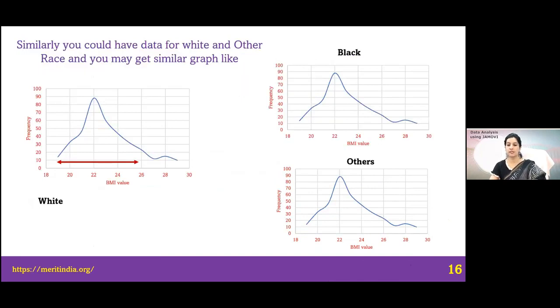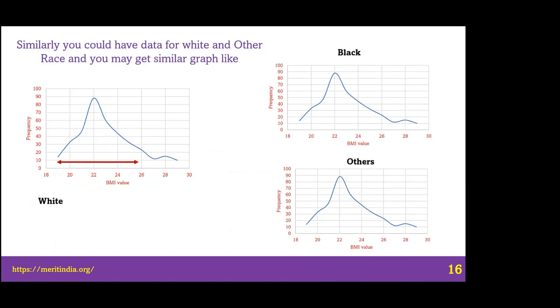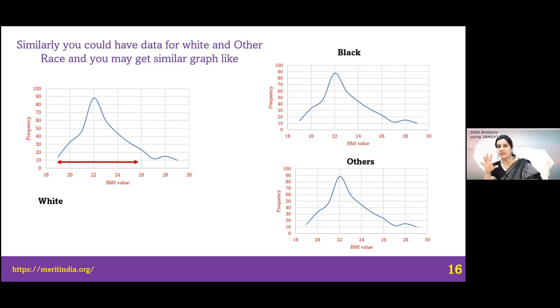Now, if you see these 3 graphs, what are you seeing here? Can anyone explain this graph to me? There are 3 races: white, black, and others. What are these 3 graphs? Within the group, they are normally distributed. So that means it is the within group variance. All the 3 graphs which you are seeing now, this is the within group variance.